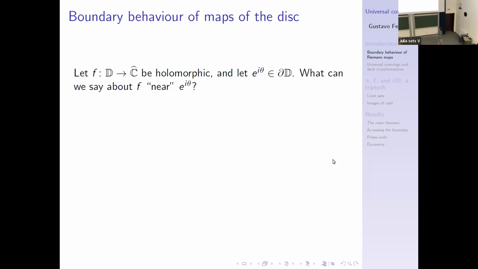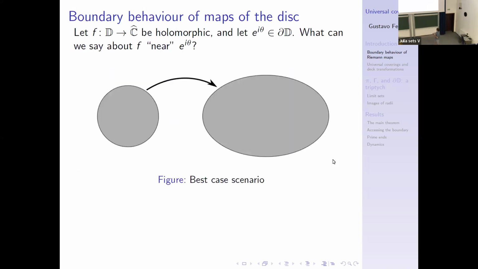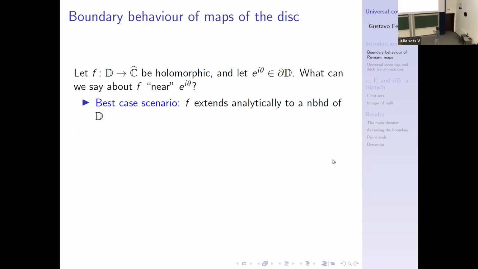Let's say that we have some holomorphic function from the disk to the Riemann sphere, and we take some point on the boundary of the unit disk. What sort of language should we use to understand the behavior of this function near that point? First of all, this would be the best case scenario, because this is an analytic curve. So f is going to extend analytically to some neighborhood of the unit disk, and then everything works, everything is magical.